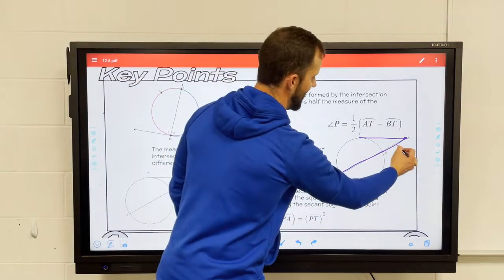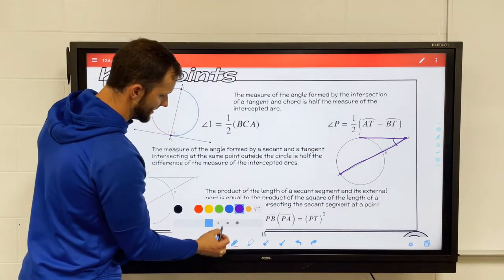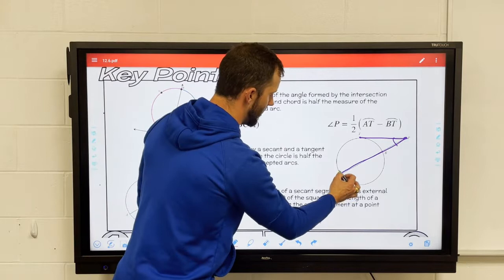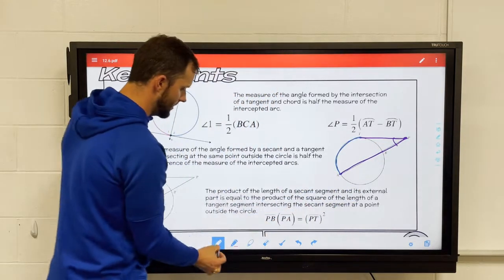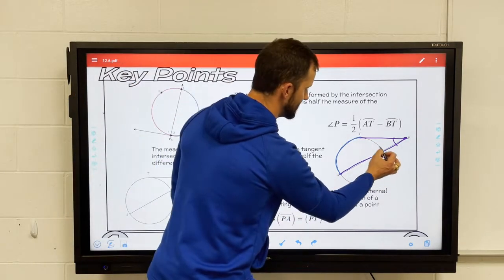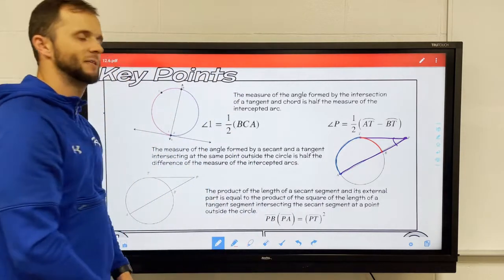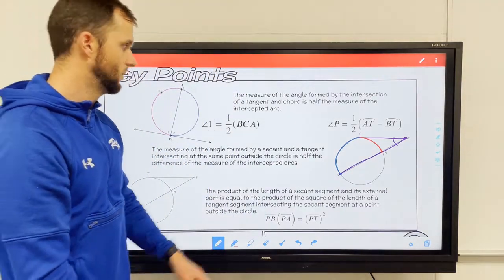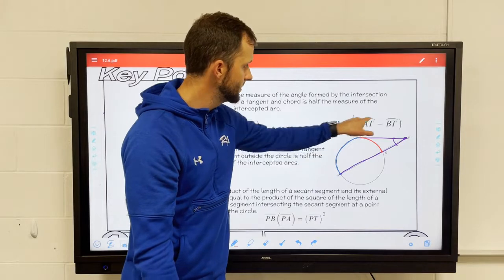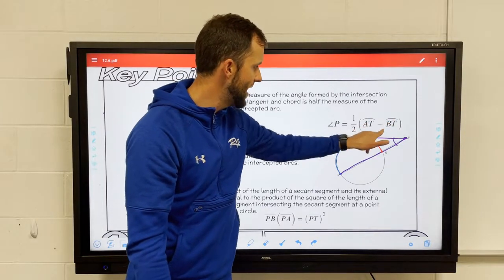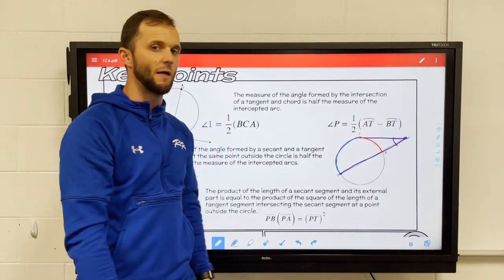So to find angle P right now, I am going to take arc AT, so arc A all the way to T, and then I'm going to take arc B to T. I'm going to subtract those and take half of it basically. So literally I'm going to take the value of what this is, take the value of what that is, subtract them, and take half of it to give me that angle out there, okay?